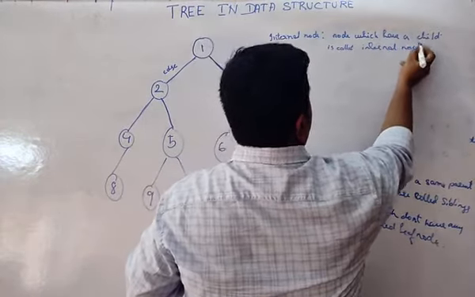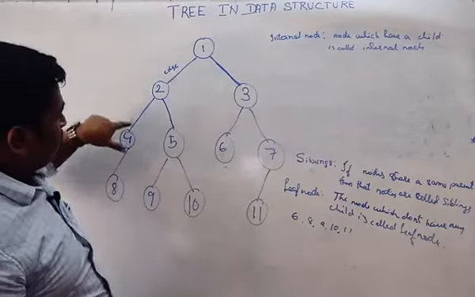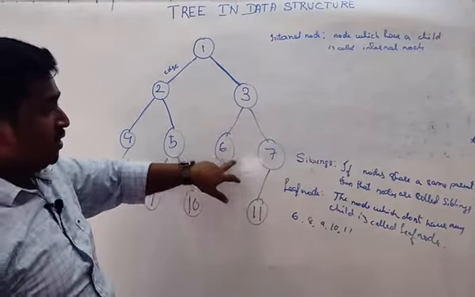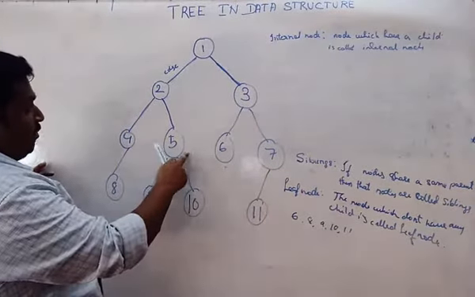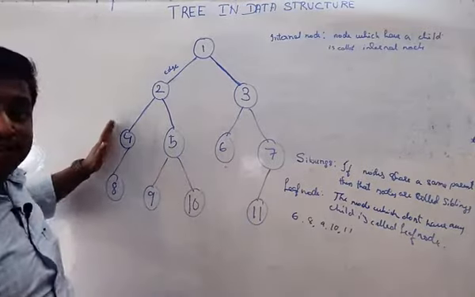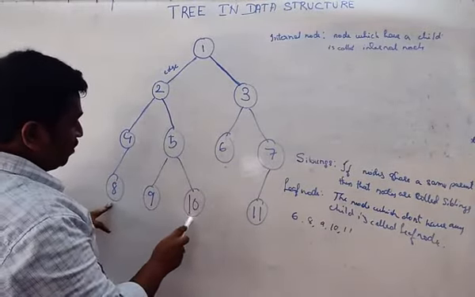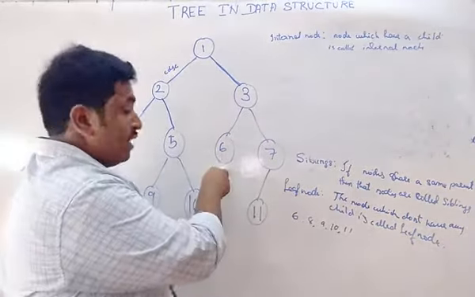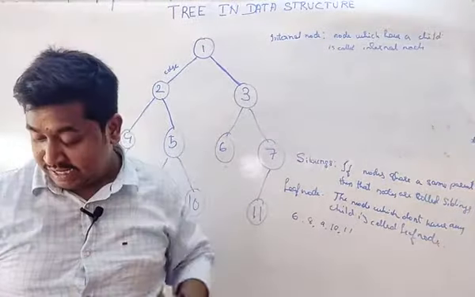See here, 2 and 3 have children, and so do 4, 5, 6, 7. Node 6 is an internal node, 7 has a child so 7 is an internal node, 5 has a child, 4 also has a child. These are internal nodes. 8 does not have a child, 9 also does not, so these are not internal nodes. Even 6 does not have a child, so it is also not an internal node.